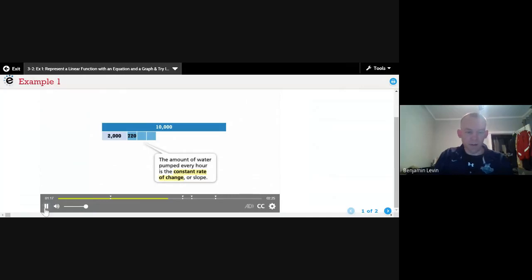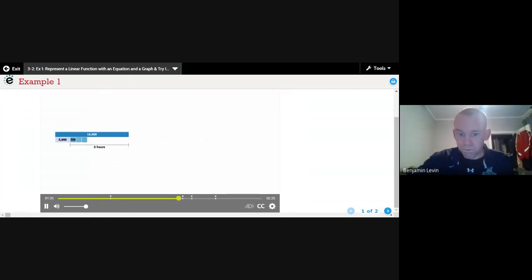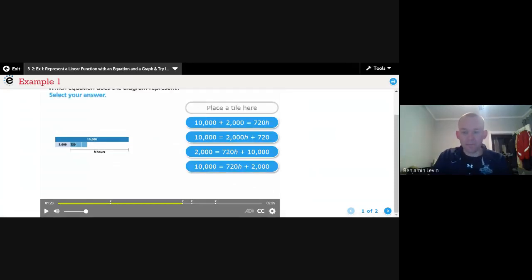And let's pick the equation. We need to determine H, the number of hours needed to pump the remaining water. Which equation does the diagram represent? All right, select your answer. So we look at this. Which one of these looks like what we wrote? Now, I didn't put in the 10,000, and I used X because that's what we're used to. Y equals mx plus b. But we have a format that's similar in this equation.